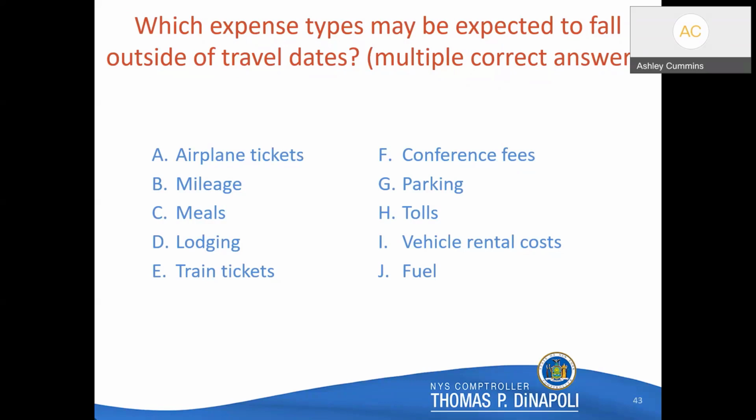Seeing a good mix of answers. So the correct answers are A, airplane tickets, D, lodging, E, train tickets, F, conference fees, and I, vehicle rental costs. Purchases for airplane tickets, train tickets, and conference fees we generally see as purchases prior to traveling, where vehicle rental costs and lodging are generally dated after the travel end date.